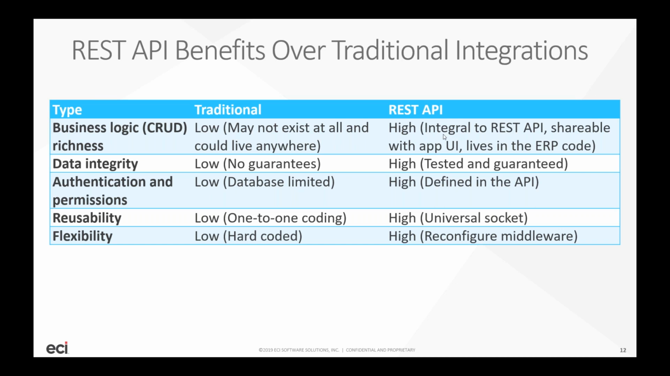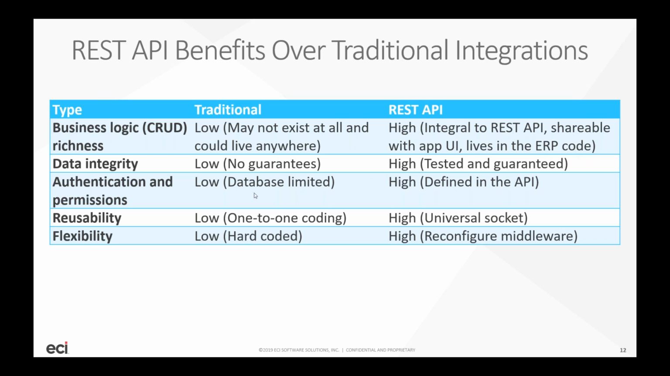And then in addition, that business logic is shared with the application user interface. The REST API is often a backend for a UI. So in that case, it is also providing the business logic for the user interface. And then, as I mentioned, it's important that it lives with the ERP code and is updated and tested along with that code.